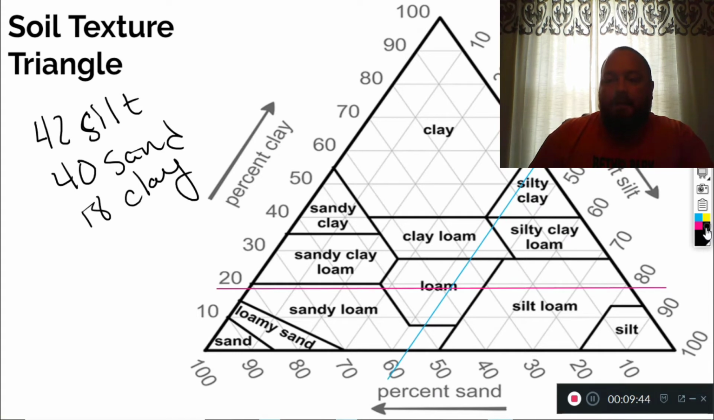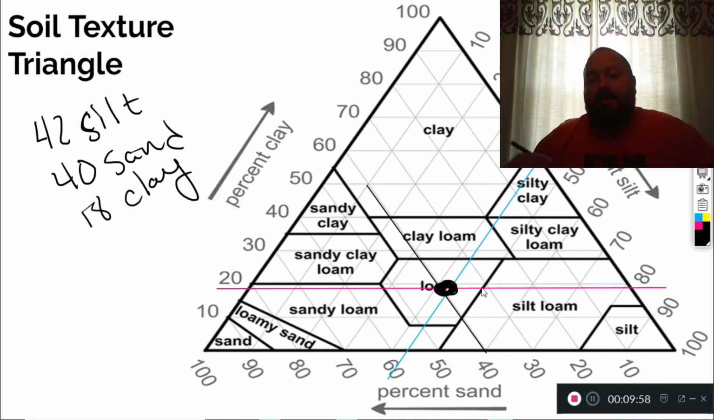And then my final line is going to be my sand line, which is 40%. And again, I wasn't very precise in where I'm putting my lines, but I know that where the three intersect, that's the type of soil I have. So I'm likely to have a loamy soil.